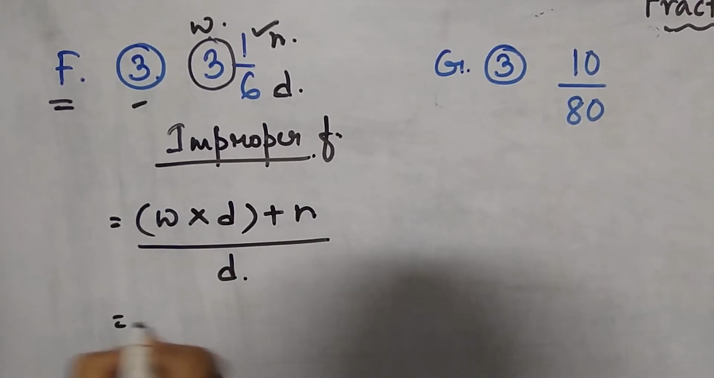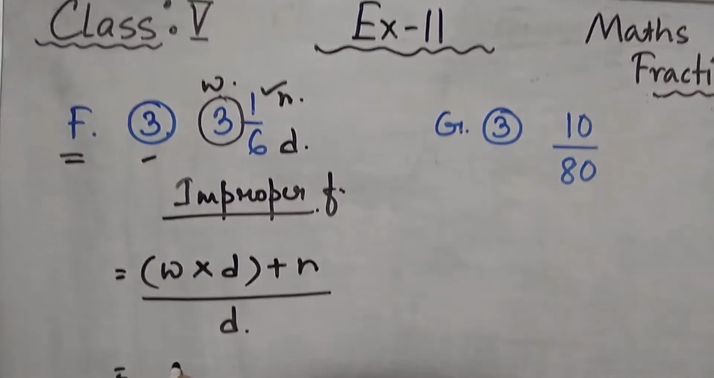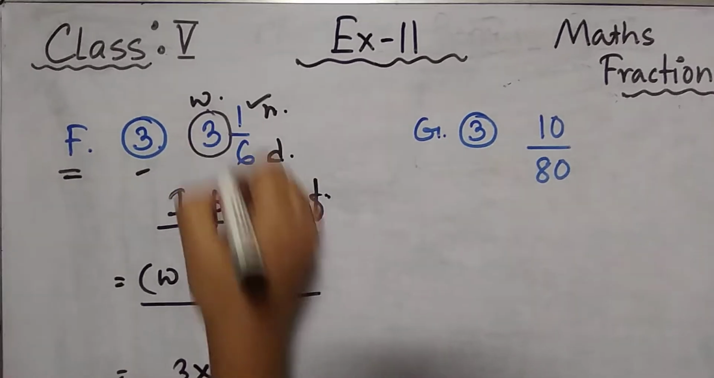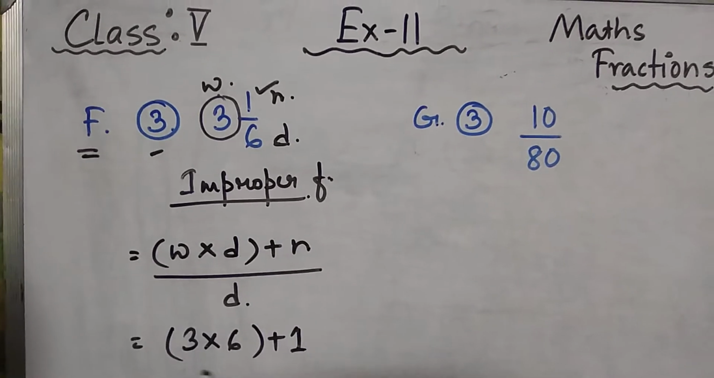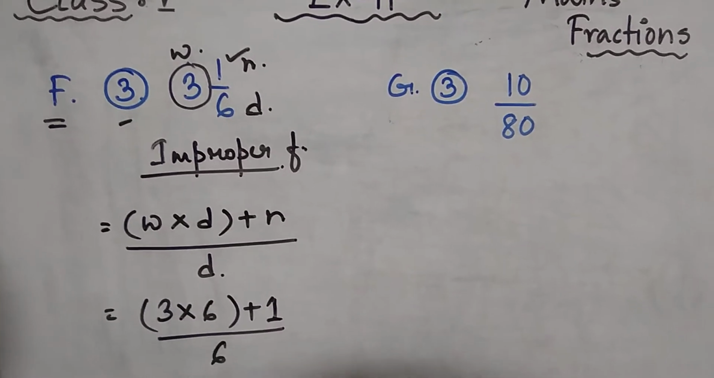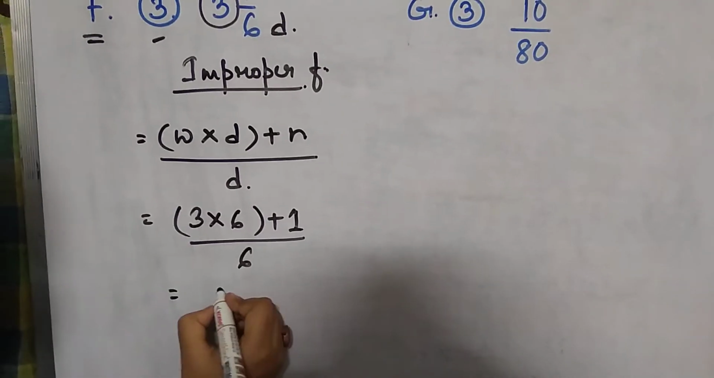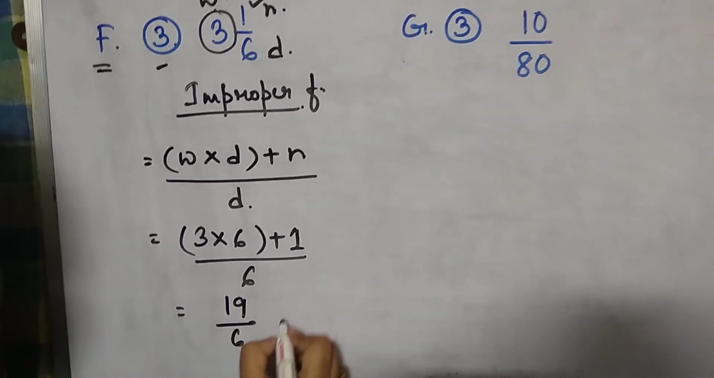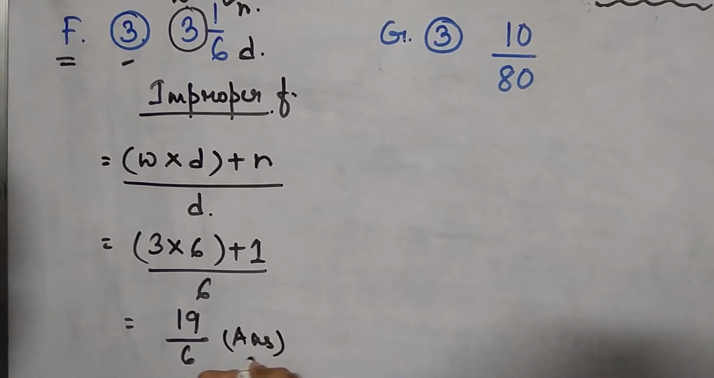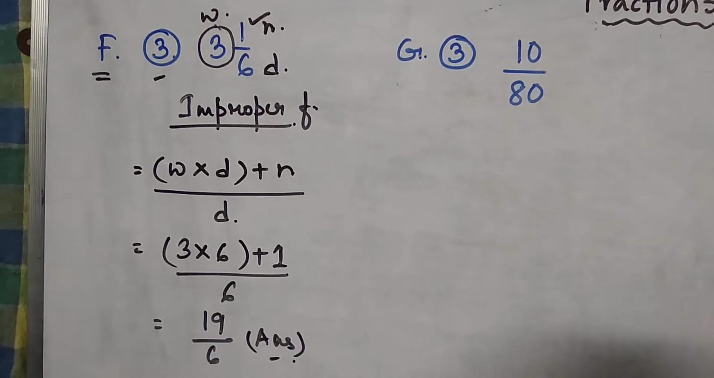Okay, so following the similar method, we do 3 into 6 plus 1, right, divided by 6 itself. So 6 3s are 18 plus 1 is 19. So 19 by 6 is the answer for this mixed fraction.